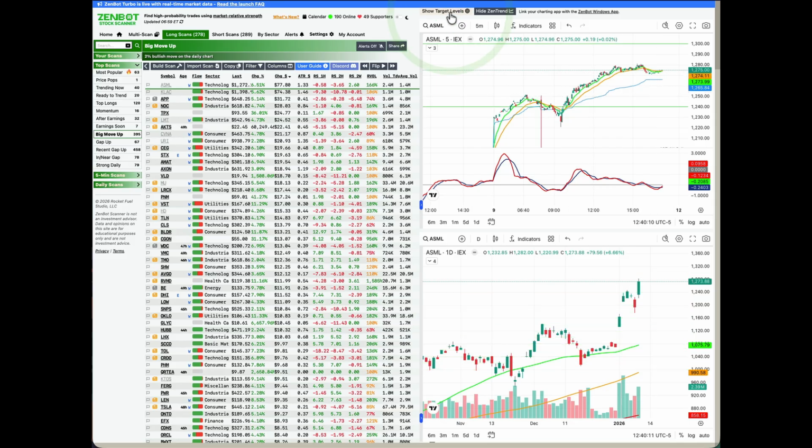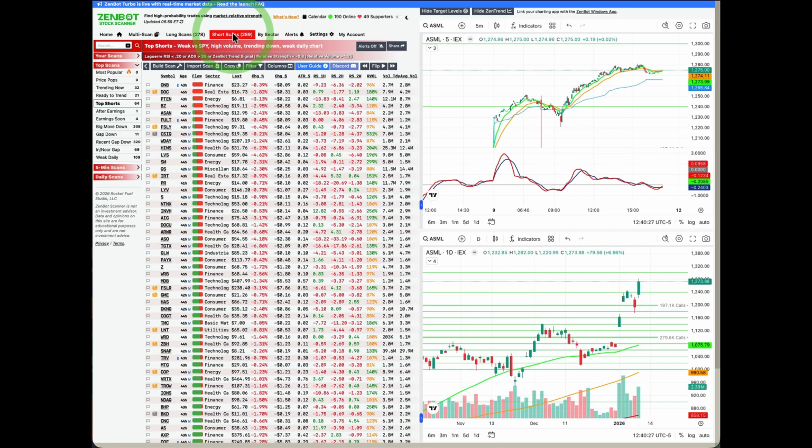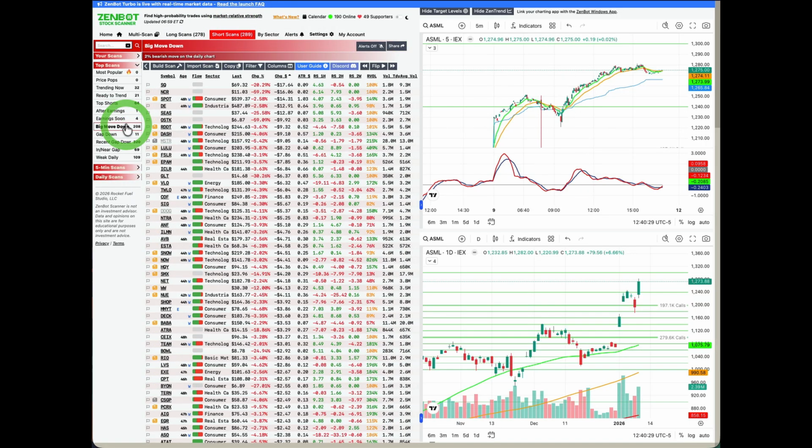Pretty cool. If you don't see them or you want to turn those off, you can click the target level, show and hide, and those will turn on and turn off for you. So a really nice quick feature that shows you the call walls and put walls and how it might affect your targets. We'll jump to the short side and take a look at the big moves down from Friday.